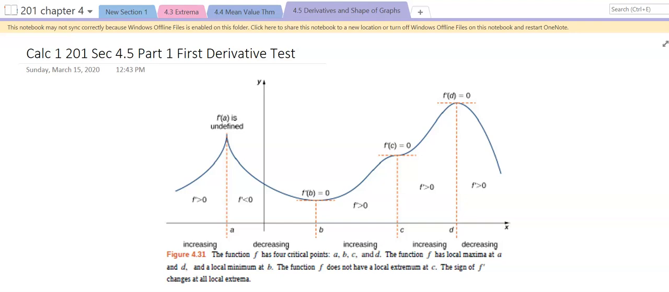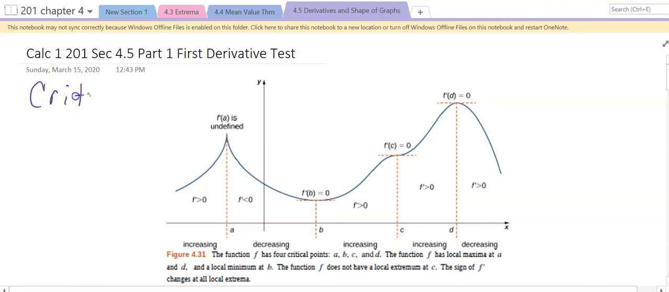In this video, we're going to be talking about the first derivative test. This is from section 4.5 in the OpenStax Calculus 1 book. Before we begin talking about the first derivative test, let's remind ourselves what critical values are that we studied in section 4.4.